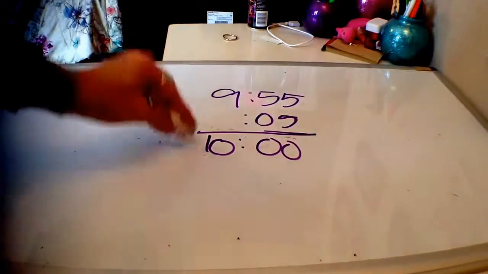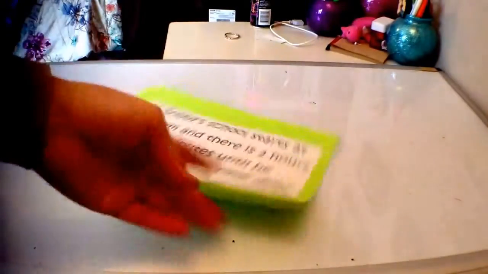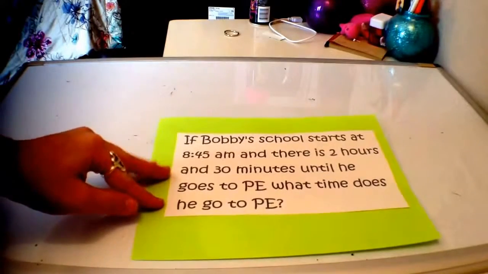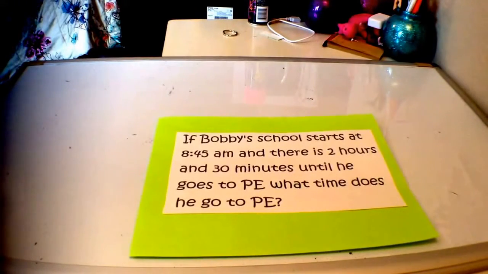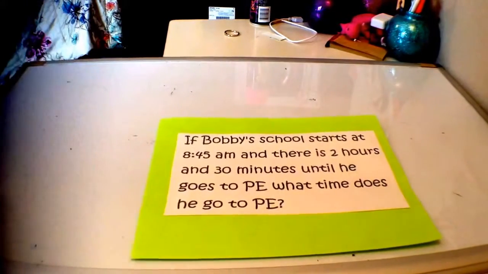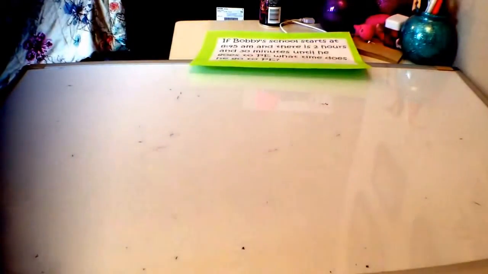Now let's take a look at a word problem involving time, where we can practice a little bit more on regrouping. The problem reads, if Bobby's school starts at 8:45 a.m. and there are 2 hours and 30 minutes until he goes to PE, what time does he go to PE? The method we're going to use to solve this is a number line.